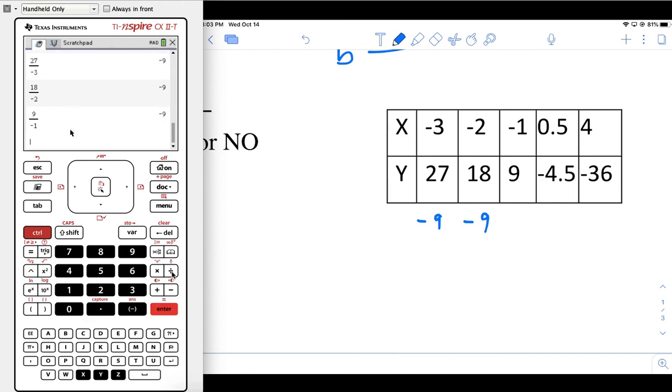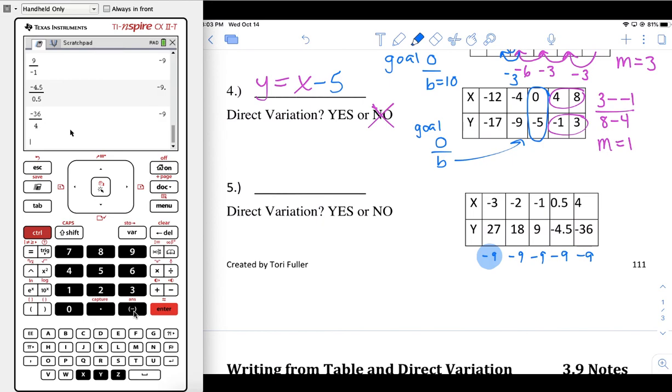9 divided by a negative 1, so far so good. Negative 4.5 divided by 0.5. And last one, we got a negative 36 divided by 4. All of those came out to be negative 9. So because all of them gave us the same k, then we say yes, that is direct variation, and my equation is y equals negative 9x.